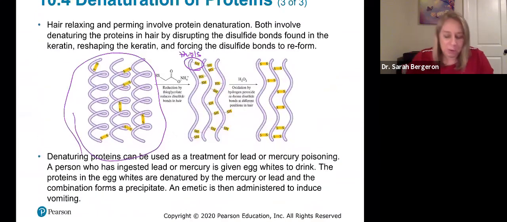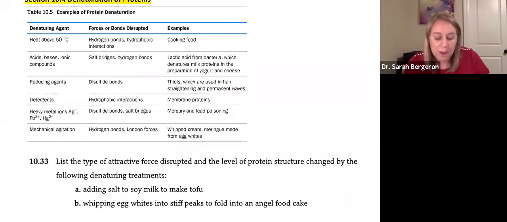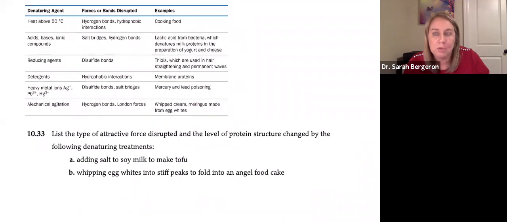All right, so now we're going to switch to a couple of quick questions. All right, so I put in your little table so that it would be really quick and easy to find, where we have examples of our protein denaturation. So list the type of attractive force that is disrupted and the level of the protein structure changed by the following denaturing treatments. Adding salt to soy milk to make tofu.